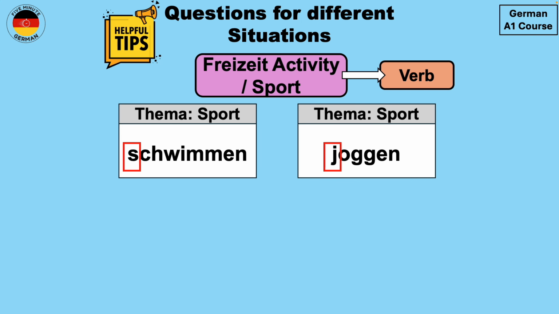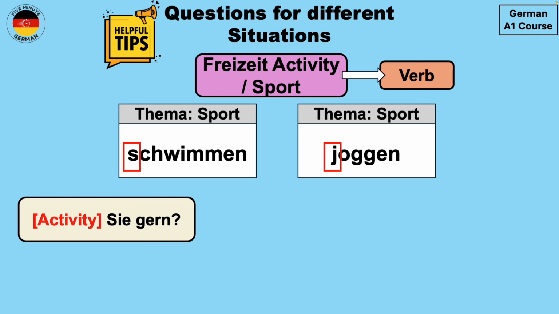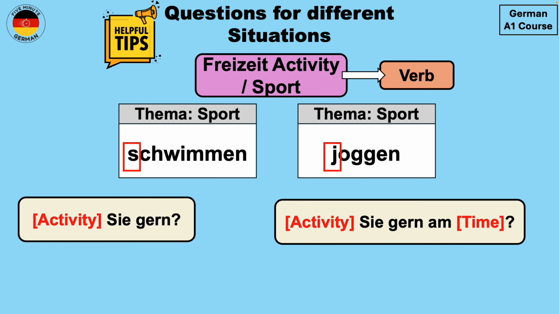So in this case you can use the question where you start with the activity, for example schwimmen, and then add Sie gern. So, schwimmen Sie gern or joggen Sie gern. And this means, do you like to swim or do you like to jog? Or if you want to add the time, then you can say, schwimmen Sie gern am Sonntag or am Wochenende? So you will add the time at the end.